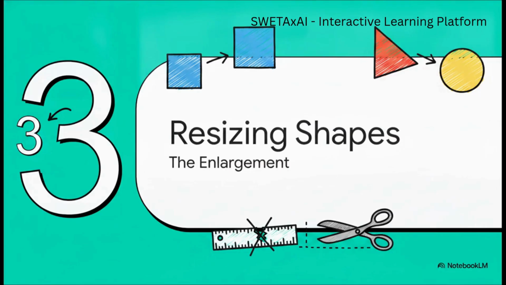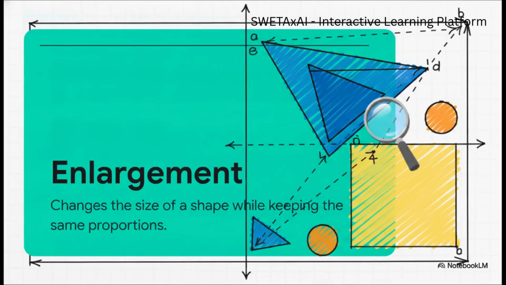All right, on to Section 3, resizing shapes, also known as the enlargement. So this is our 4th and final transformation, enlargement. The action word here is resize. An enlargement changes the physical size of a shape, but, and this is super important, it keeps the exact same proportions. The shape remains mathematically similar. The internal angles don't change at all.